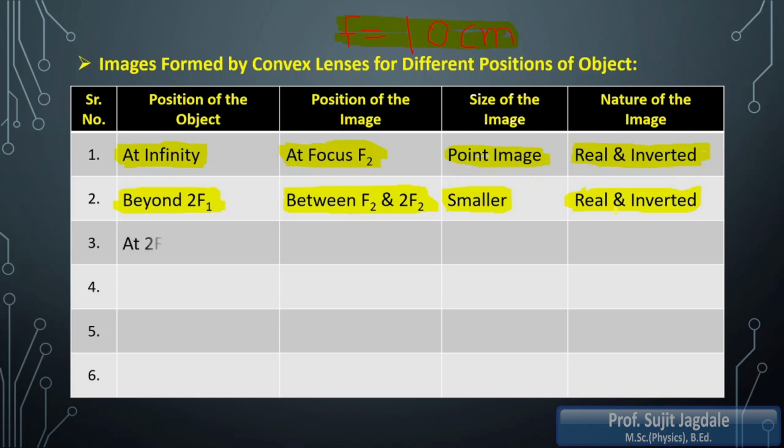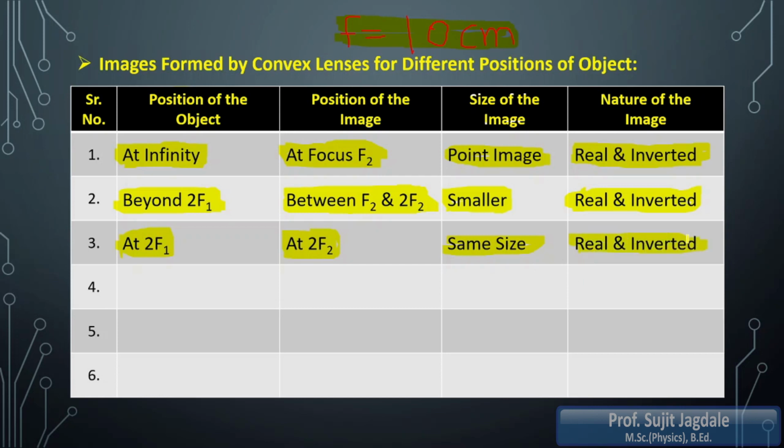The next case, now I am keeping the object exactly at twice f1. That means it is at exactly 20 centimeter, if we are taking the focal length as 10 centimeter. Then the image is also at twice f2, the image is also at 20 centimeter. So if we compare the size of the image, twice f1 is 20 centimeter, twice f2 is 20 centimeter. That means the image distance and object distance are both the same, so the image size is going to be the same as that of the object. So what is the size of the image? Same. And again the nature is going to be real and inverted.